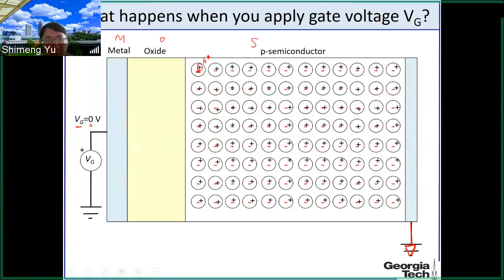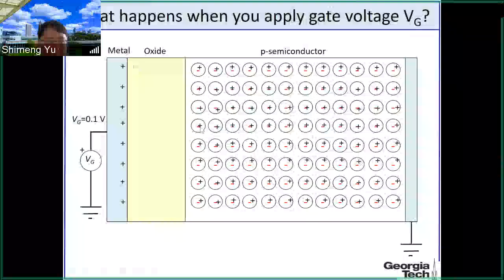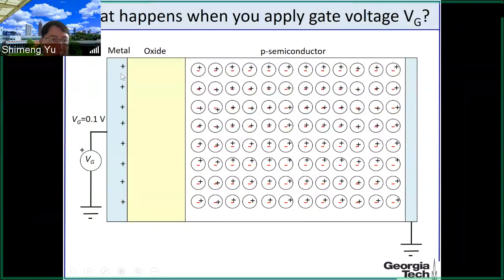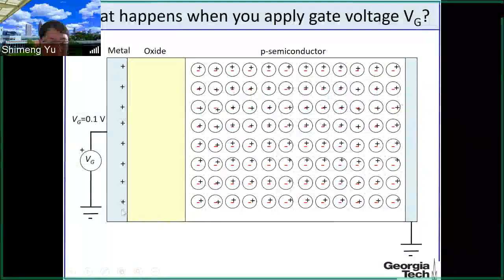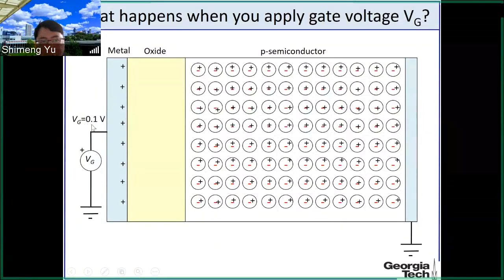Now let's look at what will happen if we apply a positive gate voltage, Vg is larger than zero. So for example, here the Vg is 0.1 volts. This is a capacitor, so this positive voltage is going to charge the plate of this capacitor, in this case, the metal gate, with positive charge. So you see this positive charge here, that is induced by the positive voltage.